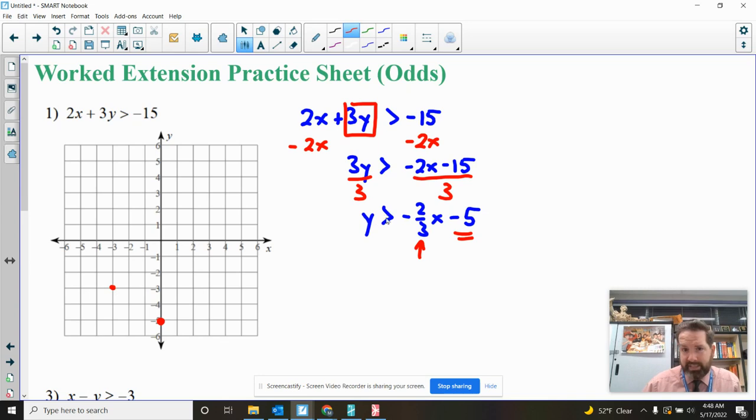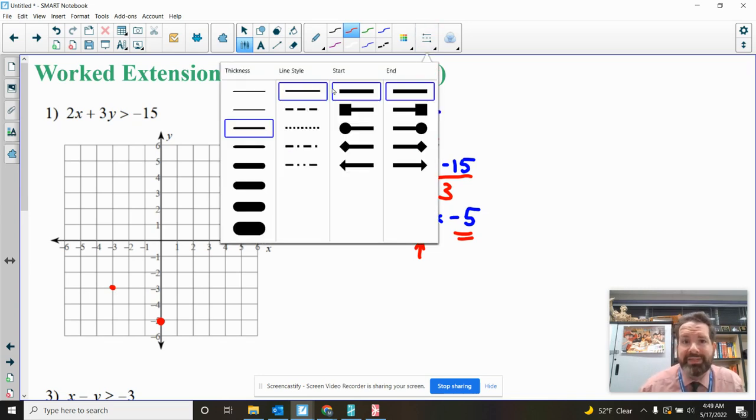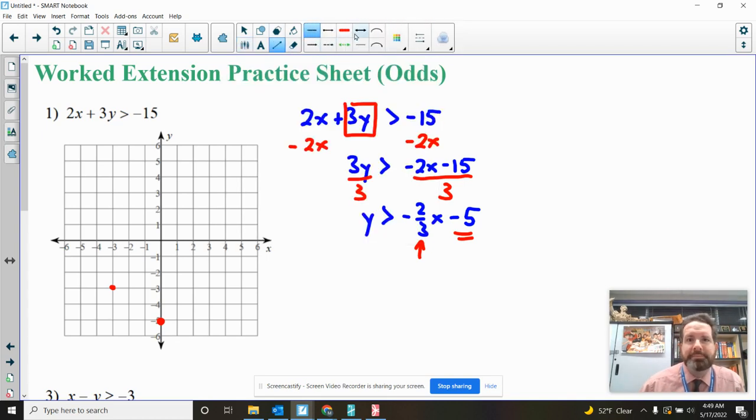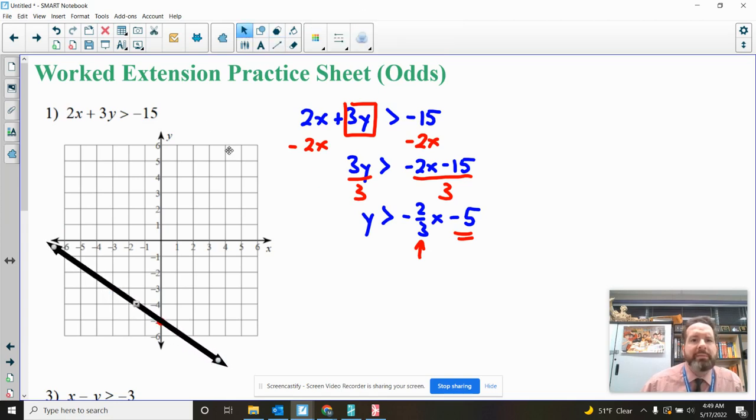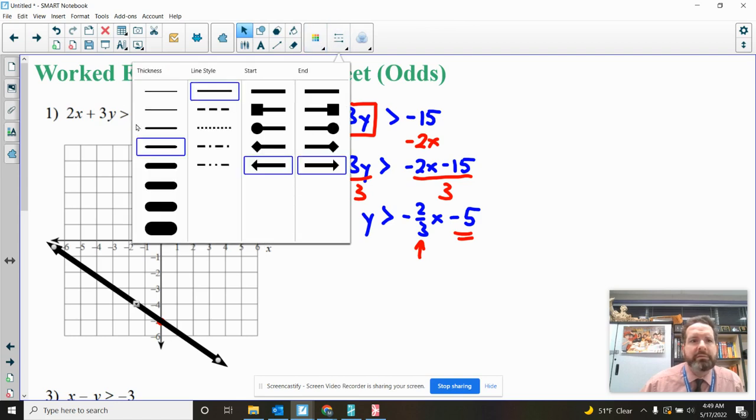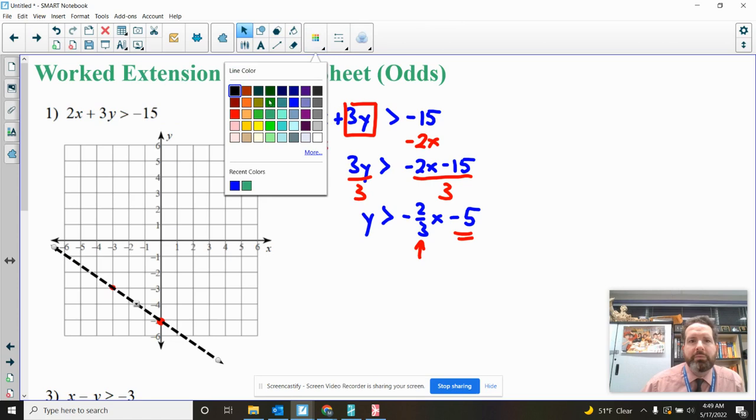Taking a look here, I see it's a greater than, with no little equal bar underneath, so I actually want a dashed line. As I pick my line maker, just so I can get it nice and straight, I'm going to start with a solid and then change it to dashed and adjust it. I think I'm going to make it a little skinnier, make it dashed, and make it red.